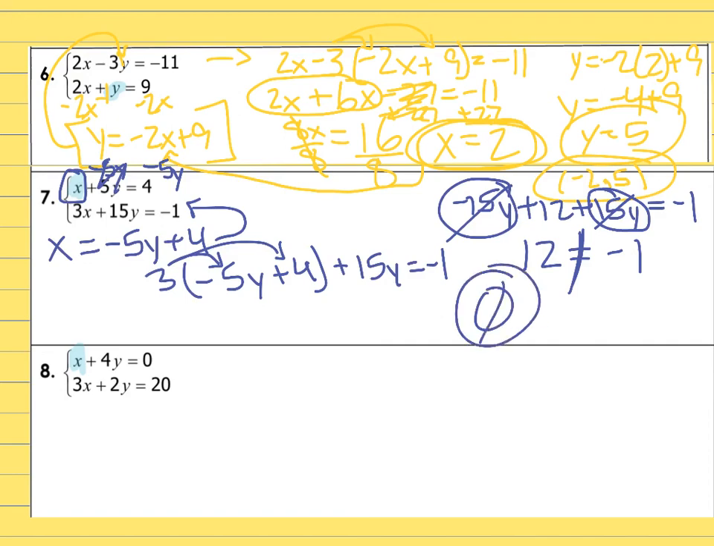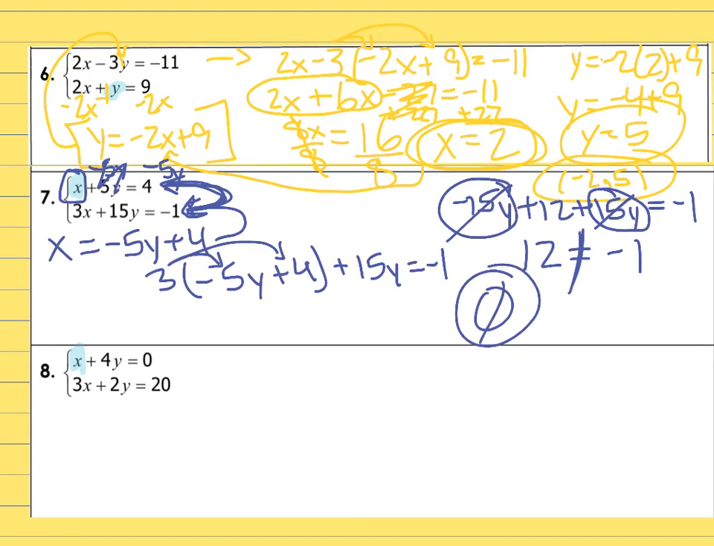Now you can put no solution or you can put parallel lines. They basically mean the same thing. But these two equations are essentially the same line. They're at just different points. Excuse me. They're not the same line. They're just two lines that are running next to each other and they're never going to intersect. How boring is that?